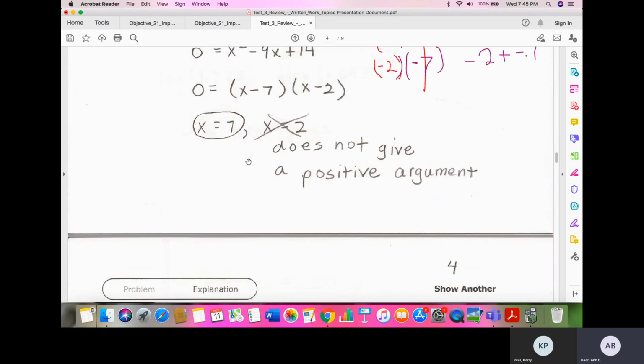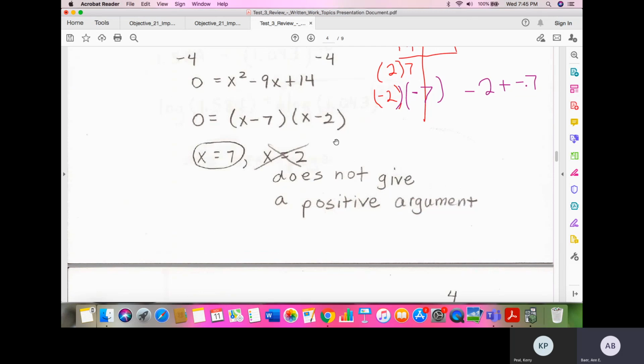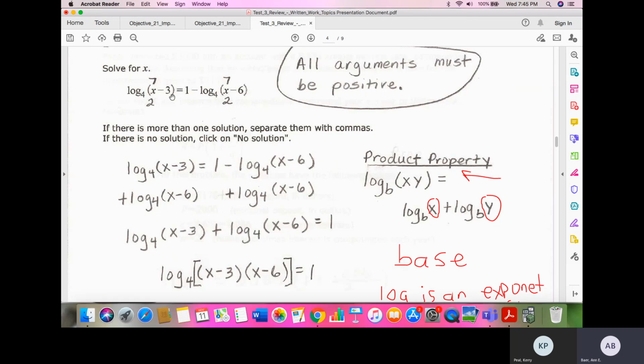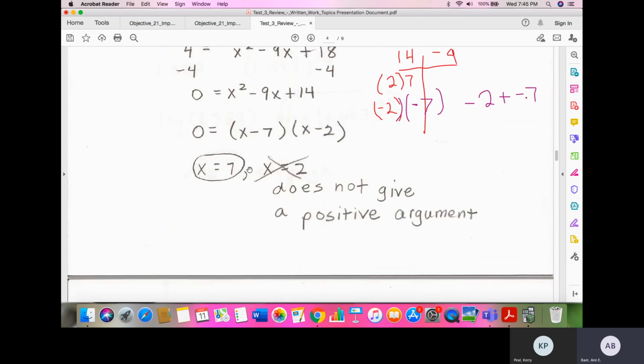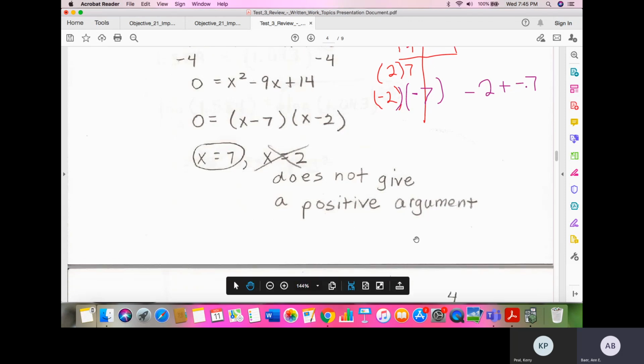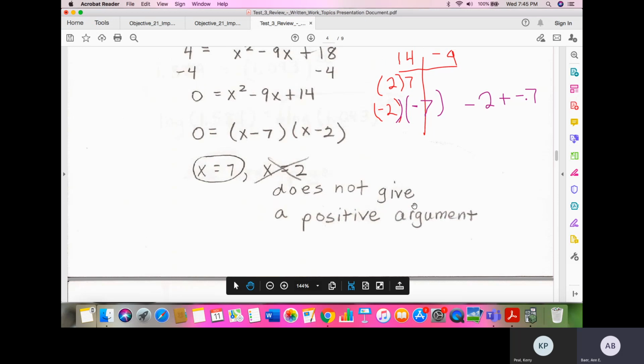So 7 is definitely a solution. So I circled it. Let's try 2. So I put the 2 down here, so we're going to plug that in for x. We get 2 here for x minus 3, which is negative 1. Negative 1 is not positive. So we have to throw out this x equals 2. That is not a solution. So I crossed it out. It does not give a positive argument. Any questions on this particular topic?